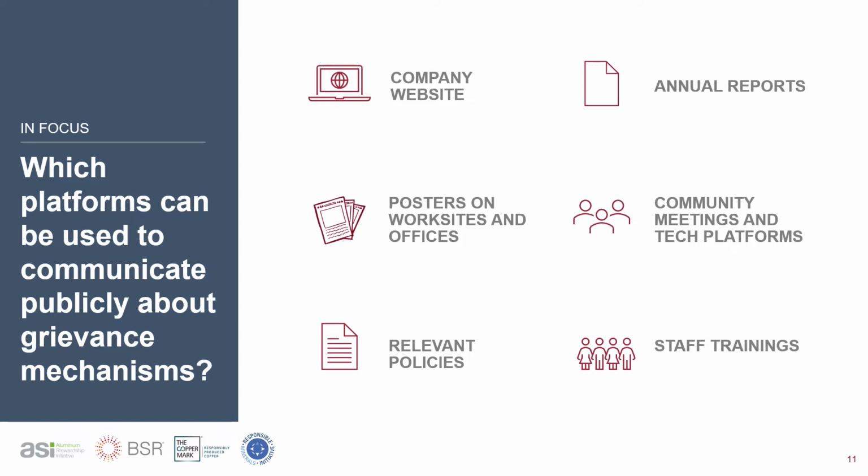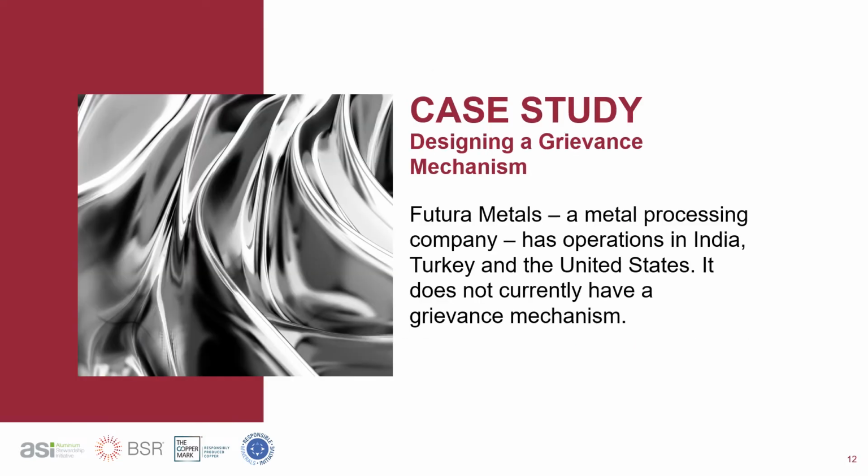Businesses should be transparent with rights holders, including local communities, and encourage direct dialogue to avoid the escalation of issues. So let's take a look at an example of a fictitious company called Futura Metals, a metal processing business, which has operations in India, Turkey, and the United States. It does not currently have a grievance mechanism, but it has received questions from several investors and clients about how concerns can be reported. After discussion with the legal, sustainability, and HR departments, the CEO of Futura Metals gives the go-ahead to create a company grievance mechanism.